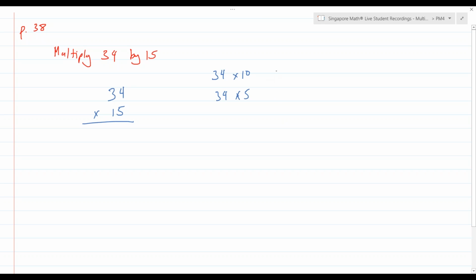Now we know that 34 tens is 340. If you thought about it, since 5 30s is 15 tens and 5 fours is 20, you would know that 34 times 5 is 170. And when I put those together, I now have 510. So you can see that 510 is how many you have if you have 15 34s.